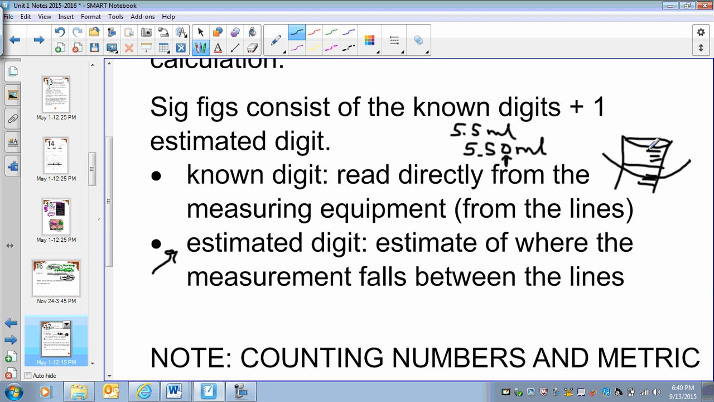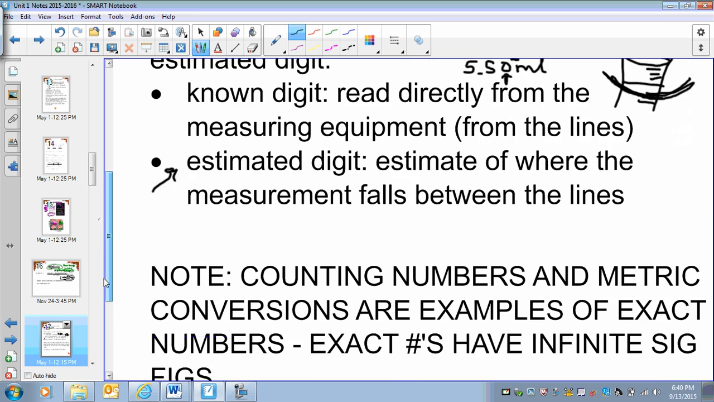I repeat: when you're recording the measurement from a graduated cylinder, even if I can read exactly that it is 5.5, I would have to add one estimated digit to this. So this 0 is the estimated digit and 5.5 is the known value. There's always one digit that you add, and that is only one estimated digit. We can do a lot of practice on that in the class.